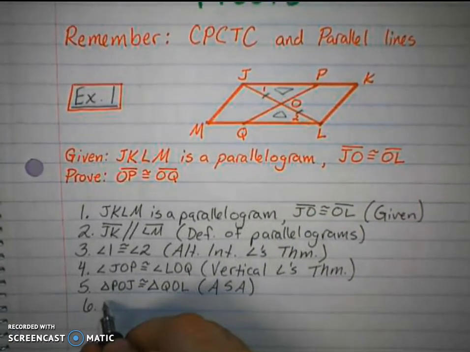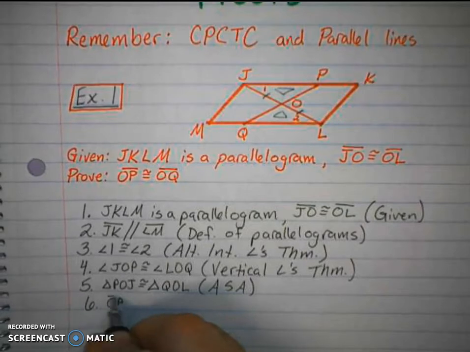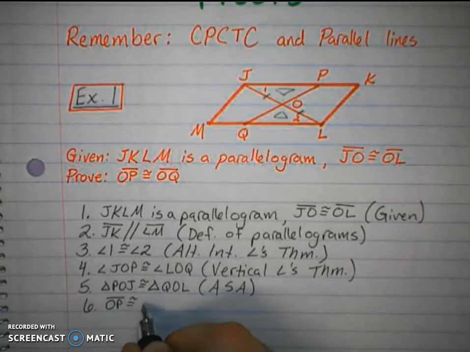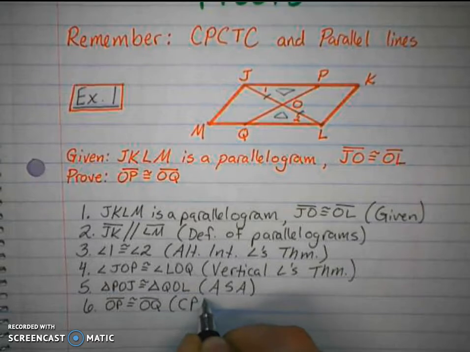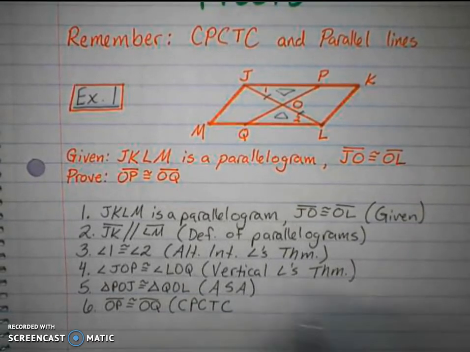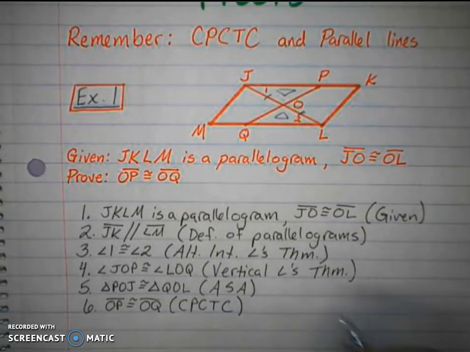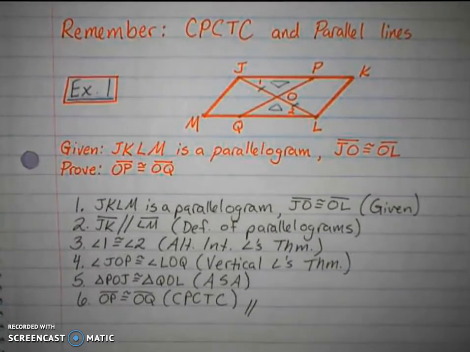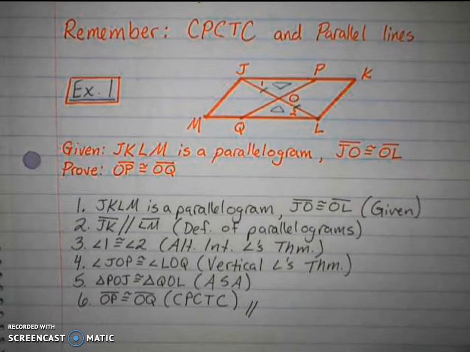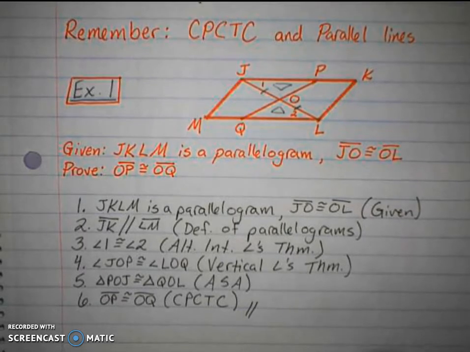So that's why they are congruent. We can say segment OP is congruent to segment OQ because of CPCTC. And we've proven what we set out to prove. So that's how we can use properties of parallelograms to help prove different things. So let's go ahead and take a look at a second example.